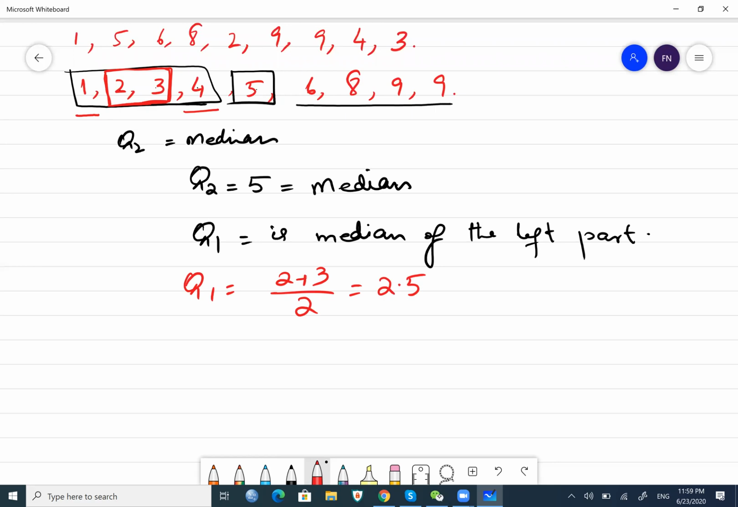And now we calculate Q3. Q3 is the median of the right part. Again, we have four numbers. One will be on the left side, one would be on the right side. We will take the average of the middle two numbers, 8 plus 9 over 2, which is 8.5. That is our Q3. Is that clear?